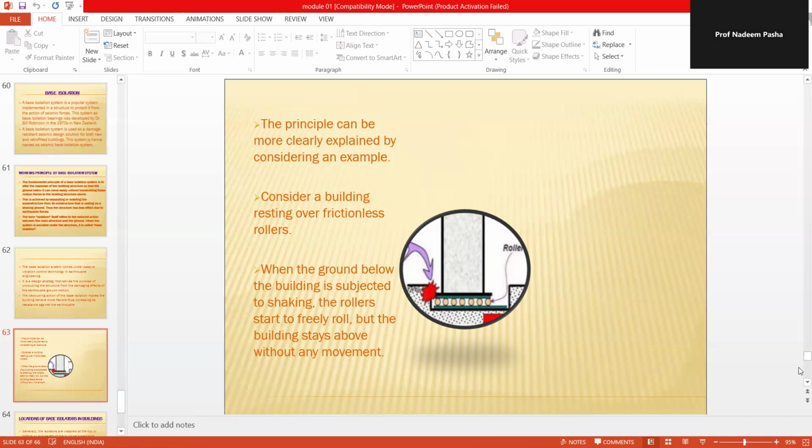When the ground below the building is subjected to shaking, the rollers start to freely roll, but the building stays above without any movement. As we have studied about the base isolation system, what we are trying to explain is that the substructure is isolating and is not affecting the superstructure. Suppose the ground below the building, this red portion, is subjected to shaking. The rollers will start to freely roll, but the building above these rollers stays without any damage or movement.